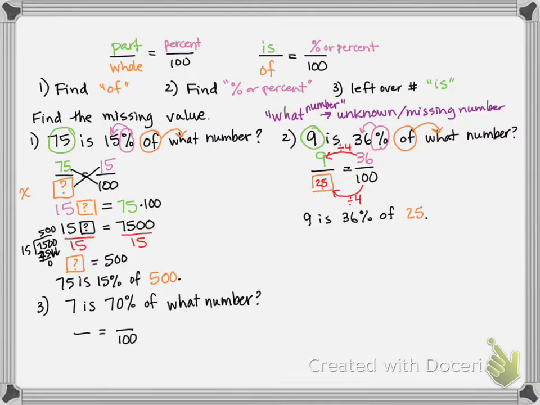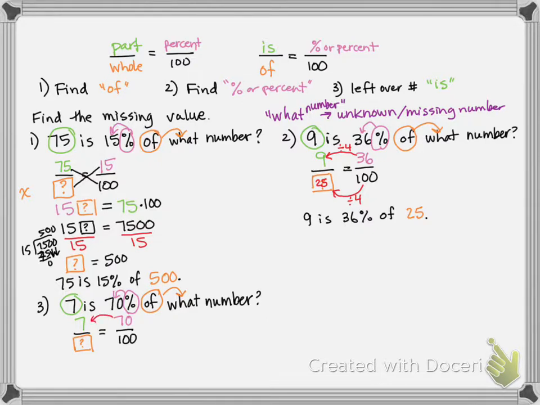So I'm going to look for the word of, and I'm going to look after. And it says what? So that, again, is our mystery number, or our X if we wanted to use it. Okay? And then we're going to look for percent, simple, and then we're going to look in front. So that's going to go over the 100. And then whatever is left over goes in the is spot or the part spot. Ooh, look at this one.